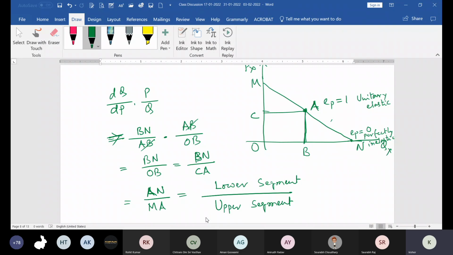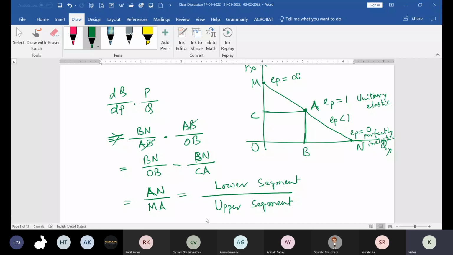So in between, your elasticity value will be less than 1. It is called relatively inelastic. Perfectly inelastic, then relatively inelastic, then unitary elastic. At particular point M, what will be that elasticity value? Infinity or undefined. In certain books, you may find that it is undefined.